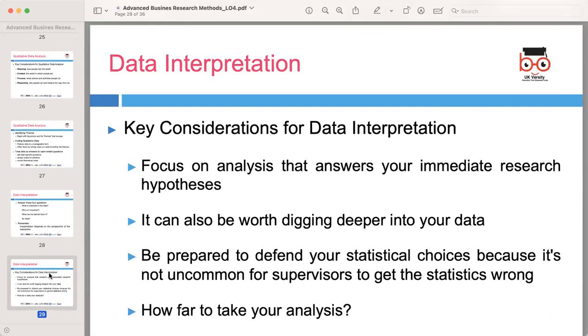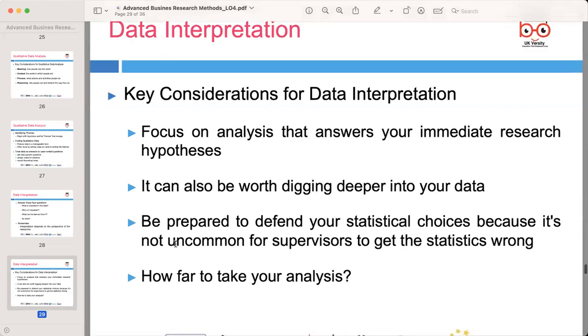Okay, so data interpretation. Key considerations of data interpretation: focus on analysis that answers your immediate research hypothesis. It can also be worth digging deeper into your data. Be prepared to defend your statistical choices, because it's not uncommon for supervisors to get the statistics wrong. So how far to take your analysis? Focus on analysis that answers your immediate research hypothesis.